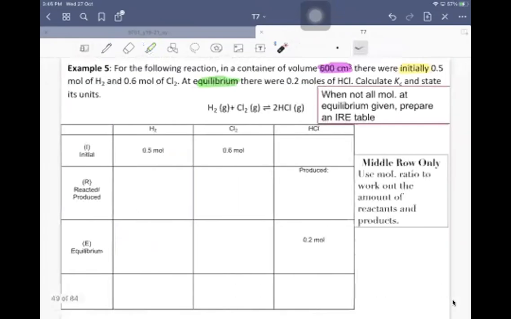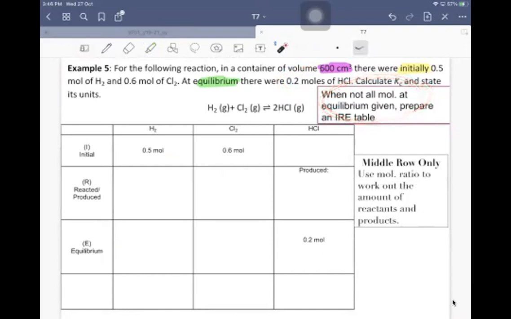What if there's only the number of moles of HCl given at equilibrium? You cannot just simply assume that everything else will also be 0.2 moles. You have to follow a certain process or a certain working. So this is an example when not all moles at equilibrium are given, okay?